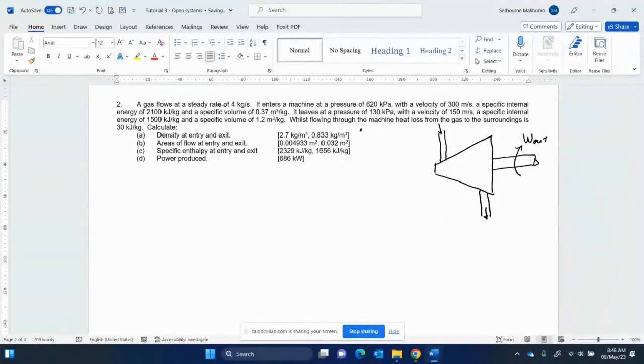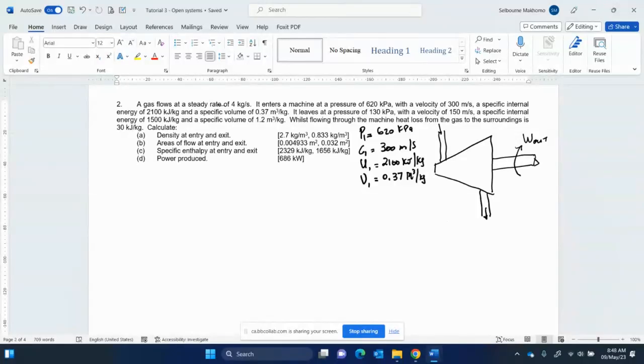So P1 is equal to 620, C1 is 300, specific internal energy U1 is 2100, and specific volume V1 is 0.37 cubic meters per kilogram. Now we move on to the second one, the outlet conditions.